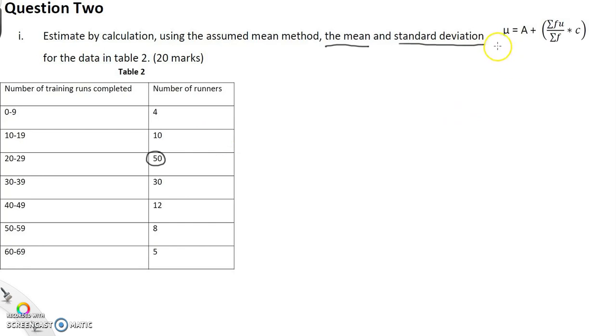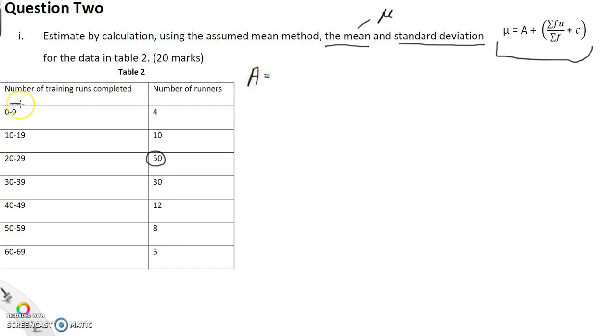So here's the formula for the mean. The symbol for the mean there is called mu. It's a Greek letter, with a little tail on the front of the u, pronounced mu. And the formula here is A plus this stuff here, and A is the midpoint of the first class. So to work out A, it's the midpoint of the first class.